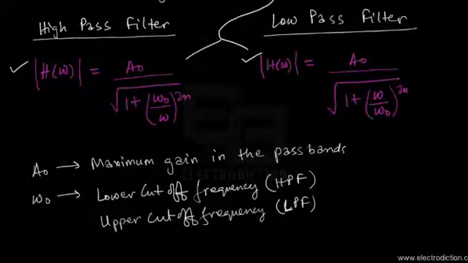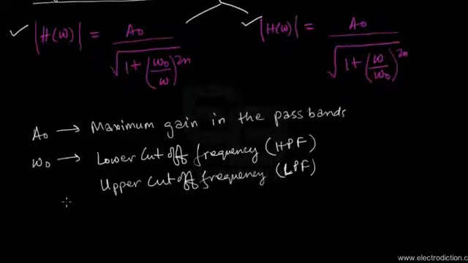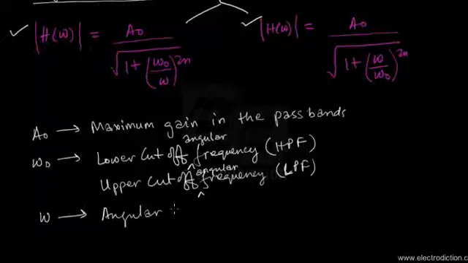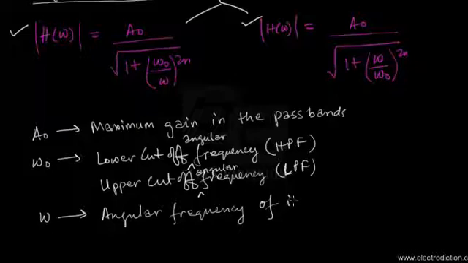Having said that, we also have other variables such as omega. Here omega represents the frequency of the input. I should write angular frequencies over here, I just made a mistake. So omega stands for the angular frequency, the angular frequency of the input signal to each of the corresponding filters.